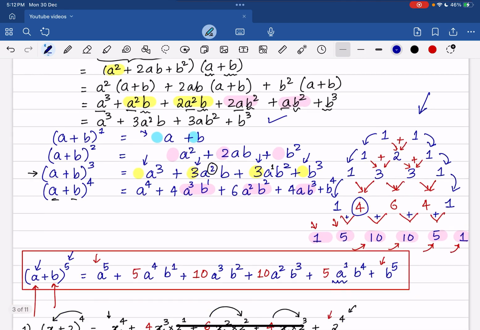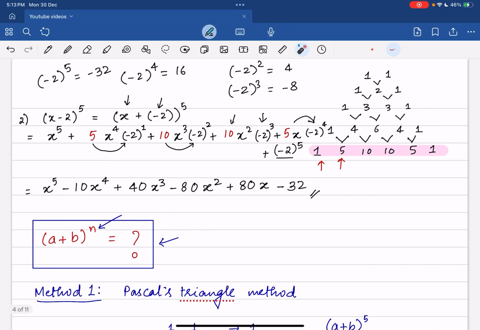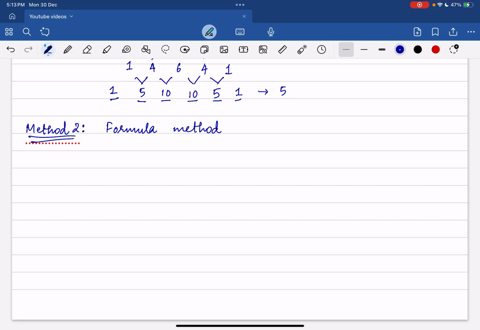Let me go back to the previous video. If you look at this, the power of a goes on decreasing, and the power of b goes on increasing until it reaches the maximum value. So 5, 4, 3, 2, 1, and nothing over here means power is 0, and 1, 2, 3, 4, 5. If there's nothing over here, it means the power is 0. So we'll use that and try to form the formula.